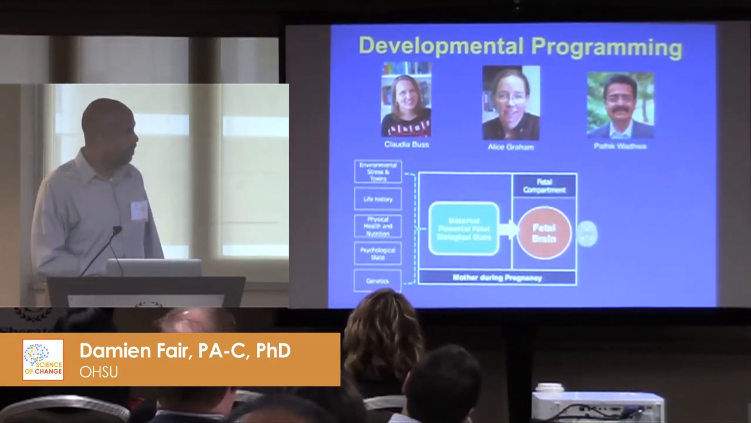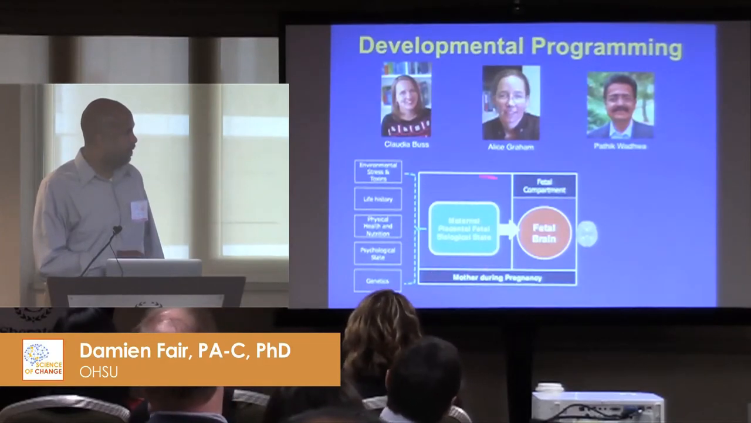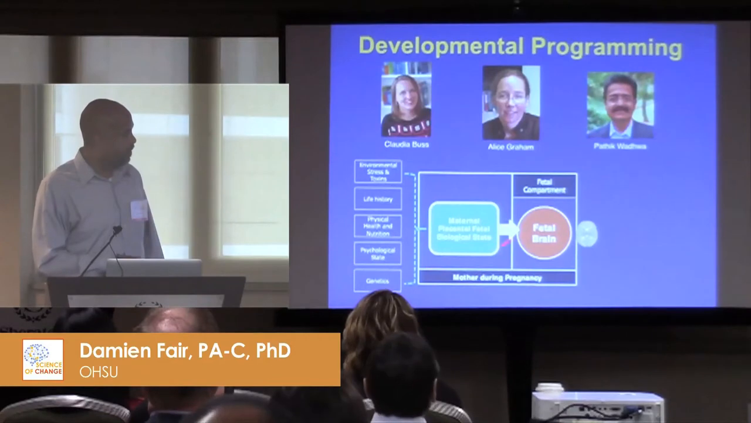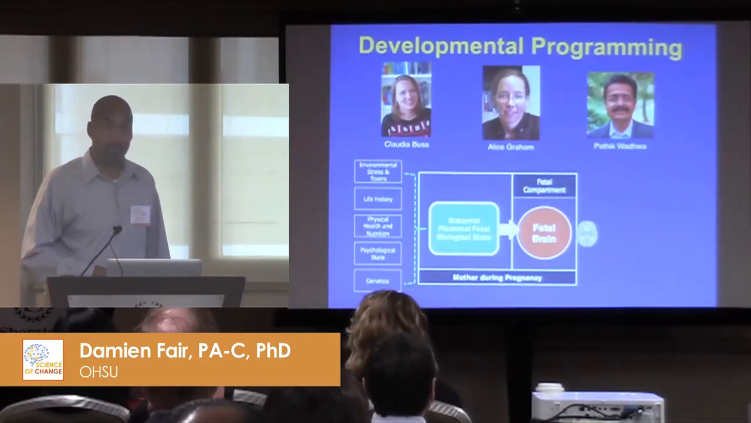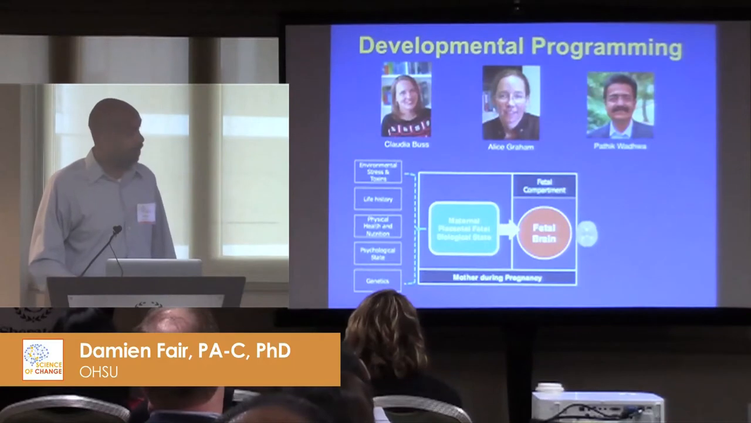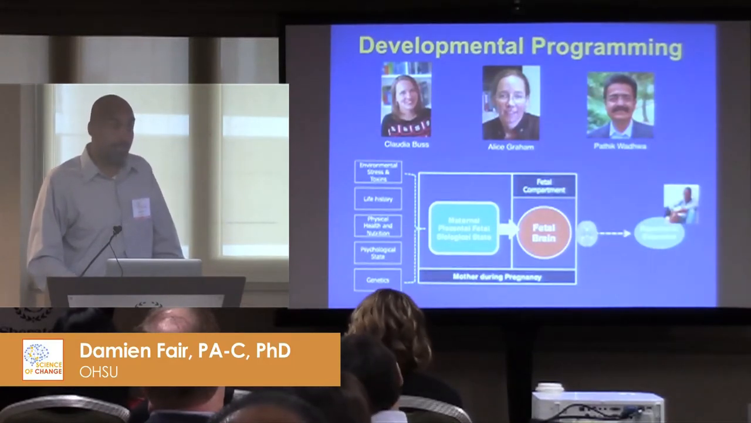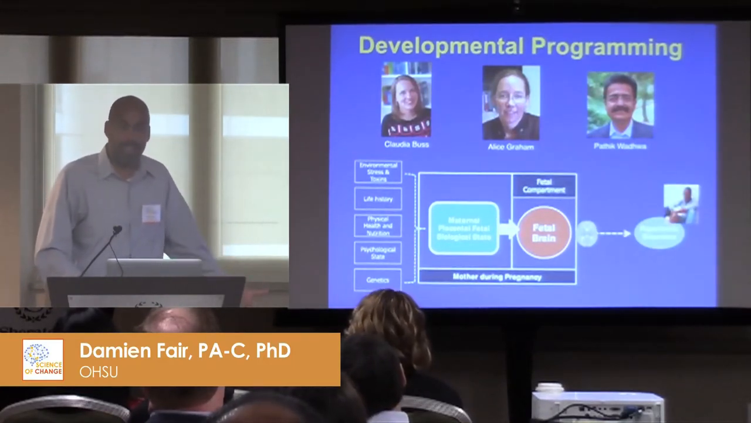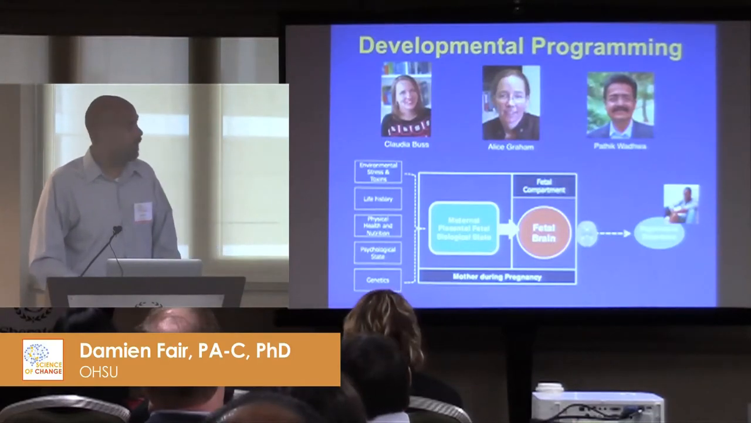This is the basic model, right, where we think that there's environment interacting with the maternal placental biological state that affects fetal brain and eventually newborn brain and long-term trajectories, okay? That we think may lead to various types of psychiatric disorders and may relate to some of the stuff we're studying now way later, okay?